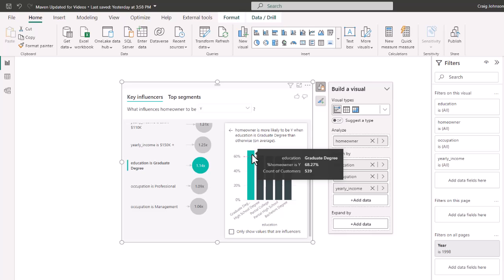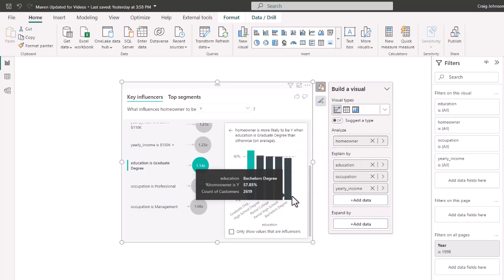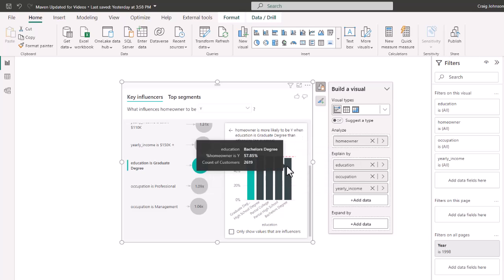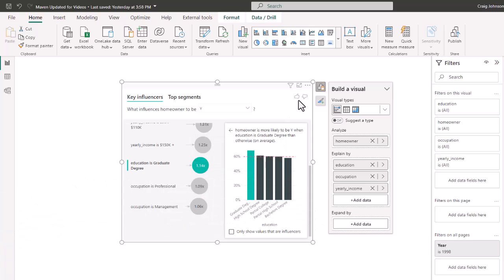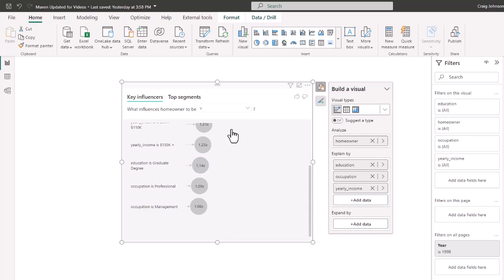And there's 539 total customers in this data set. Now, when you look at a bachelor's degree, the percentage of home ownership is only 58%. So that is why they are saying there's a 1.14% better chance of being a homeowner, because 68% is higher than that 58%.